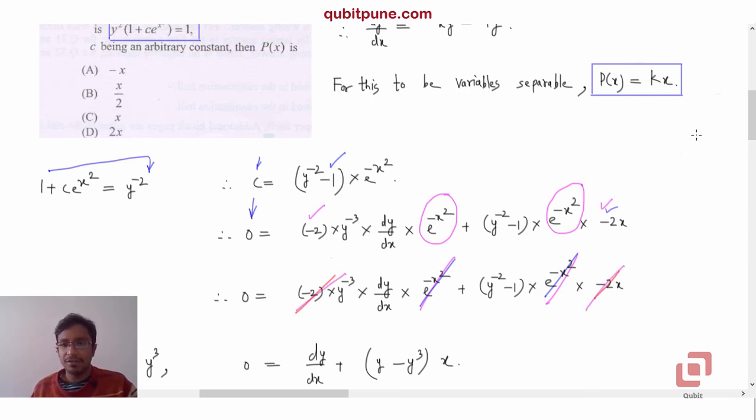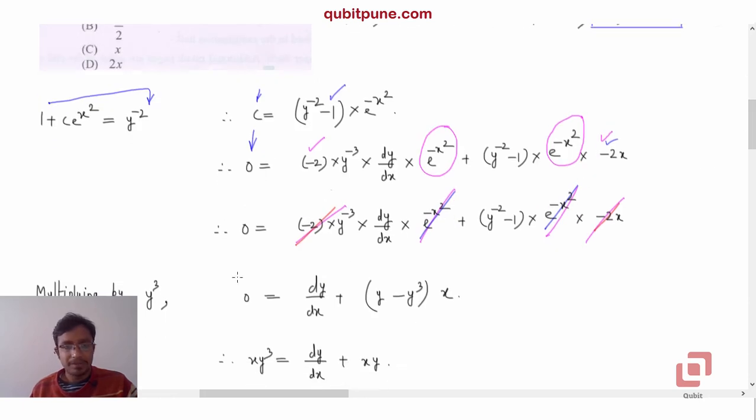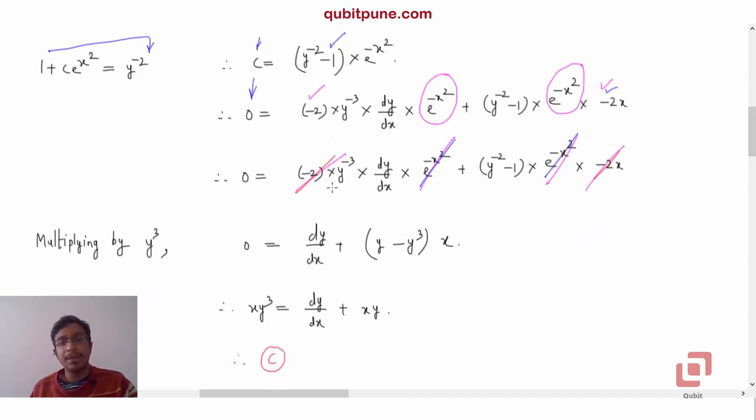Now this basically gives us the following. It gives us y⁻³ dy/dx + (y⁻² − 1) into x, don't forget this x, equal to 0, correct? And if you now multiply both the sides of this equation by y³, this y⁻³ will go and you'll just get dy/dx. This (y⁻² − 1) will become y − y³, and this x will remain.